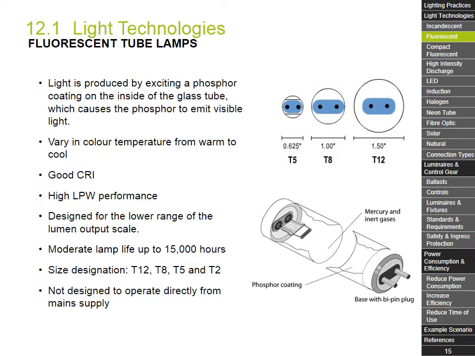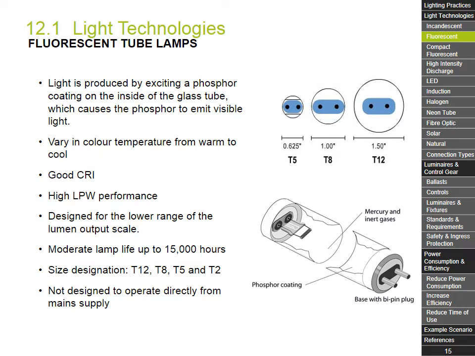Fluorescent lamps vary in color temperature from warm to cool according to their phosphor coating and usually have a very good CRI. Typical lamps have a high LPW performance, however they are only designed for the lower range of the lumen output scale. They have a moderate lamp life that can last up to 15,000 hours. They are made to standard thickness, namely T12, T8, T5, and T2, where the number after the T represents the thickness of the lamp in eighths of an inch. So a T8 lamp is 1 inch thick.